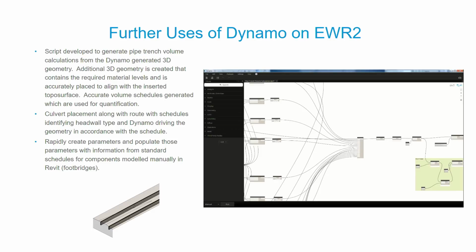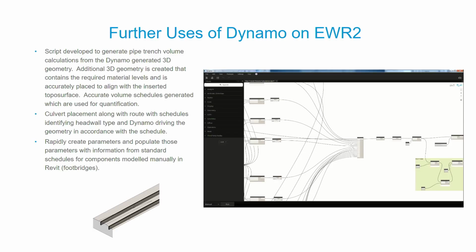We're also writing another graph at the moment to place culverts and headwalls, and it's a very, very similar process to the trackside drainage. The main difference is that we're populating quite a lot of the parameters with text information in relation to the works, as opposed to just dimensions and levels.